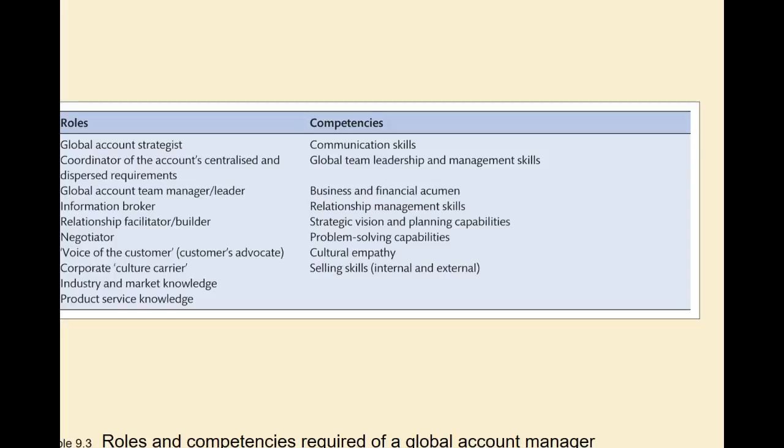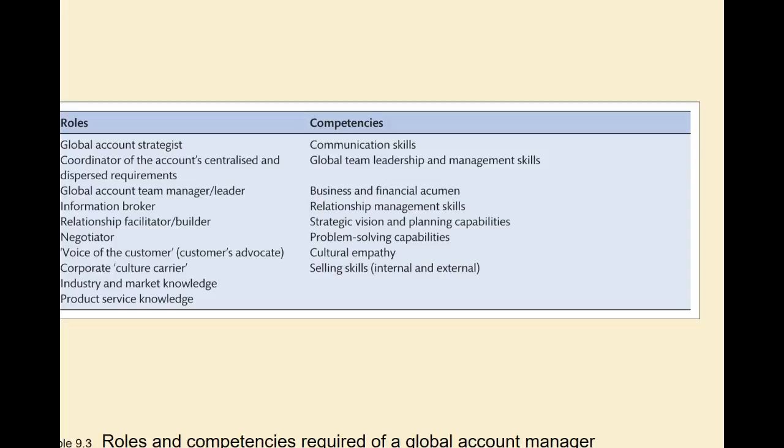The role is that you're going to be a global account strategist, definitely needing to have good communication skills. You're a coordinator of the account's centralized and dispersed requirements, proving good leadership and management skills. You need to have a sharp business and financial mind, and good relationship management skills, as we've talked about. Also, there are the mistakes that were made in global advertising blunders, so you need to be very careful when working on a global basis.